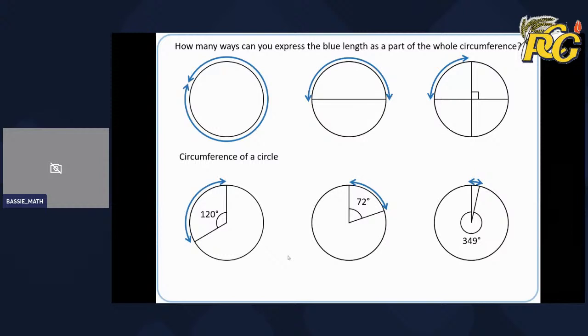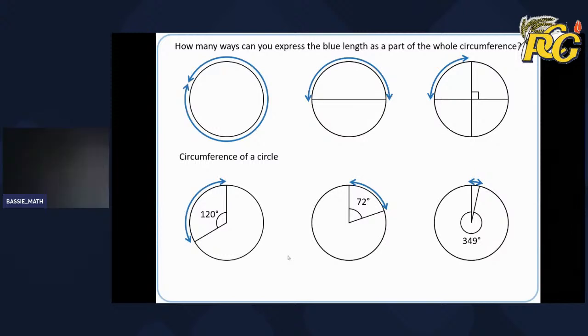Yes, so we have a half of a circle right there. Then we have that circle divided into four parts, so that's a quarter. Then this into three parts, so that's in a few thirds, three thirds, and then we have 72 degrees and 349. So let's see how it goes. So right now we have the circle there, a half a circle.